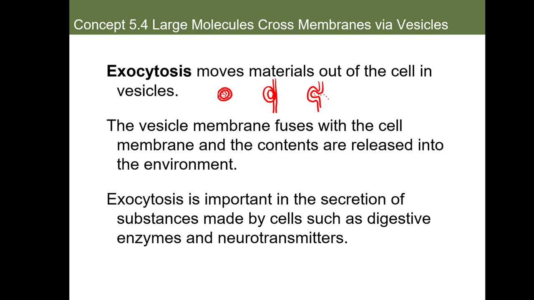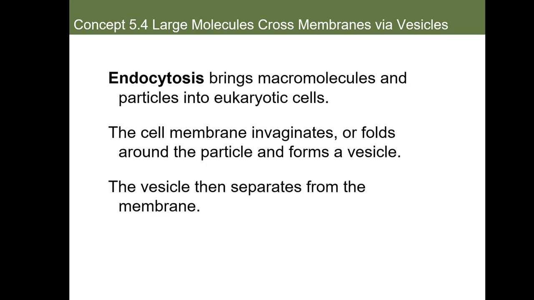Exocytosis is important in the secretion of substances made by cells such as digestive enzymes and neurotransmitters. Endocytosis brings macromolecules and particles into the eukaryotic cells. The cell membrane invaginates or folds around the particle and forms a vesicle. The vesicle then separates from the membrane. So it's pretty much the opposite of what happened before.